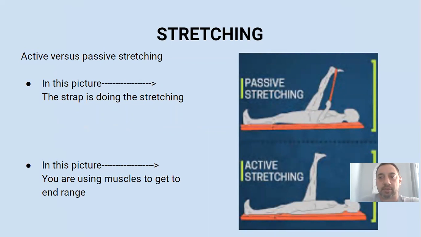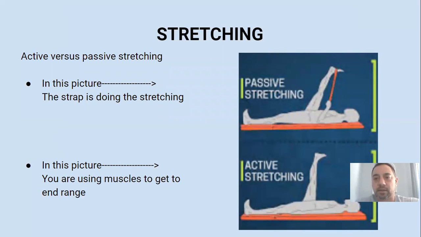Here's just an example of active versus passive. In the top picture, this is a passive, classic hamstring stretch. Grab a strap, wrap it on your foot, pull it to its end range. And in the bottom, now you're lifting with your muscles and bringing it to its end range. One thing to note here is that you're going to get more range of motion with passive stretching. So active stretching is almost self-limiting.